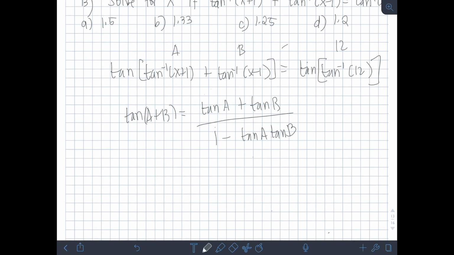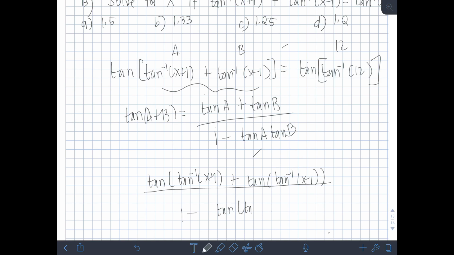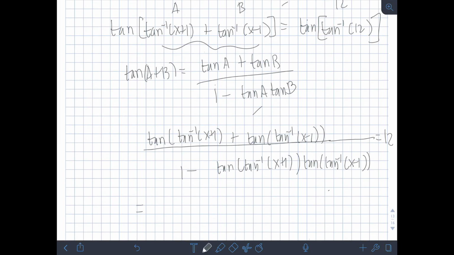Pero apply natin dito sa left side, itong identity na to. So, pag hinanap natin yung tangent nitong expression na to, we have tangent of arctan of x plus 1 plus tangent of arctan of x minus 1 all over 1 minus tangent nung arctan of x plus 1 times tangent of arctan of x minus 1 equals, ito nga, magiging 12. So, apply ulit natin yung property na kapag tinangent mo yung arctan, equal yan sa expression na yon. So, therefore, itong tangent of arctan of x plus 1 equal lang sa x plus 1.